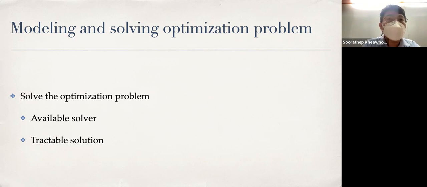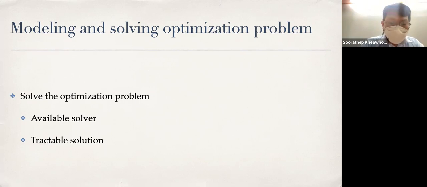Before you start formulating your optimization problem, you have to think about the second step first. The second step is solving the problem. You have to think about the solvers available in your company, in your lab, because if you formulate the optimization problem very sophisticatedly but it cannot be solved by your solver, it's useless, right?